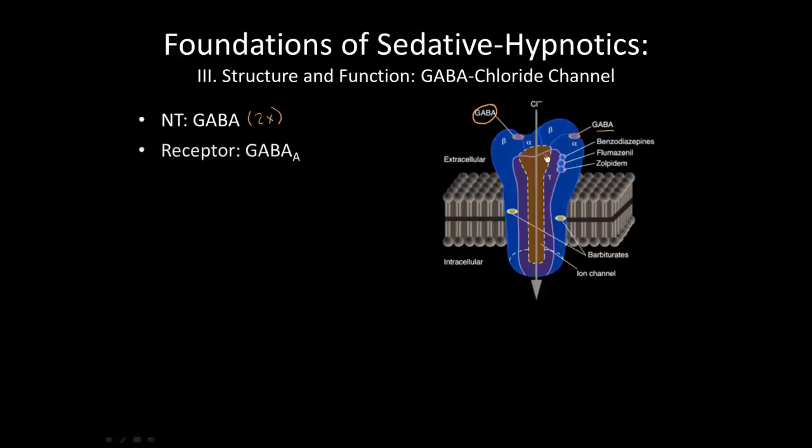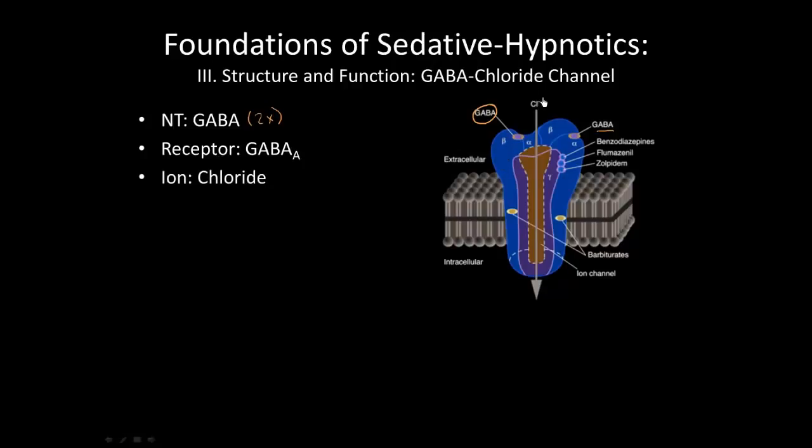What is this receptor called? Well, it's called the GABA-A receptor. And the reason it's called the GABA-A receptor is due to the type of subunits that comprise this channel, and also the ion that goes through it. And we'll talk about GABA-B on the next slide.